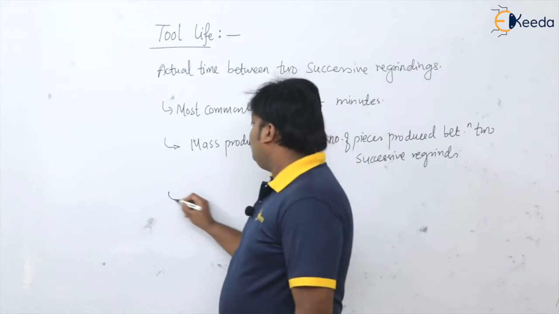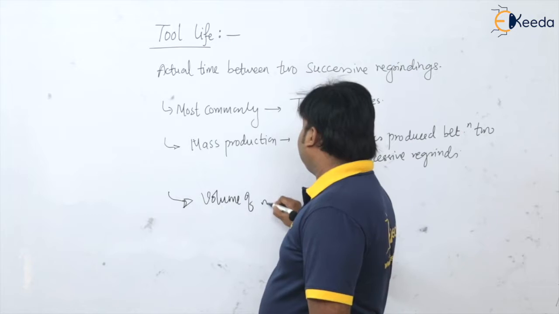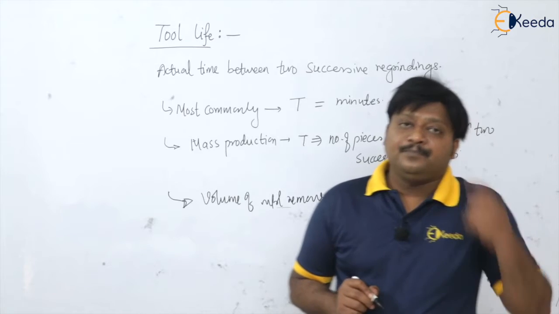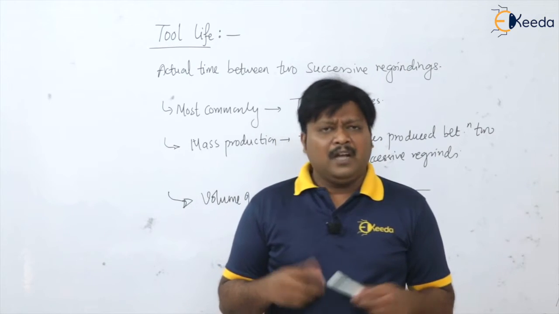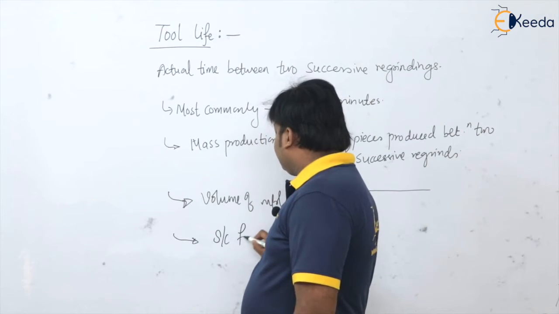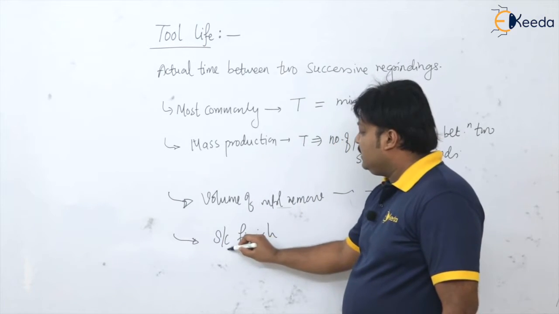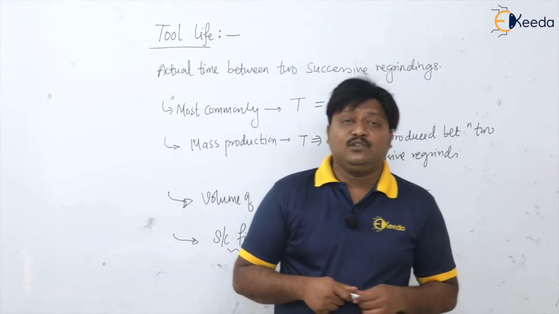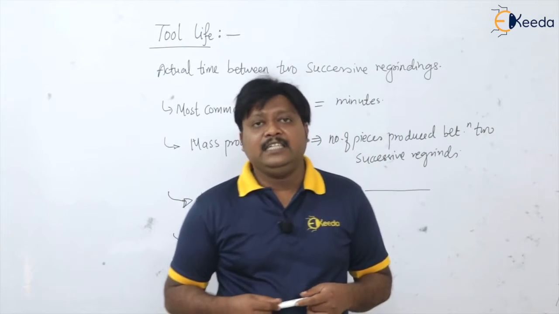Or sometimes this is also measured in terms of the volume of material removed between two successive regrinds. That can be a way of measuring tool life. Again, one more way we have is based on what surface finish we are getting in the cutting operation between these two successive regrinds. So the produced surface finish can also be one of the ways for the prediction of the tool life. Okay, so this is how we can represent the tool life.